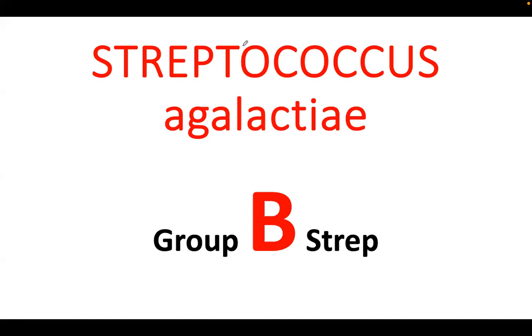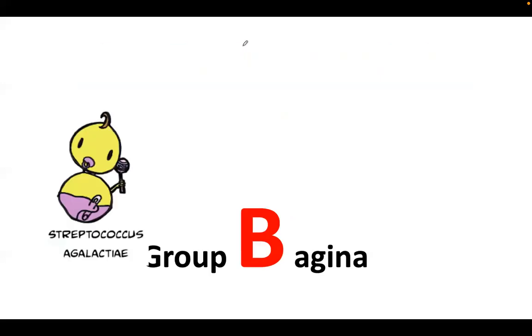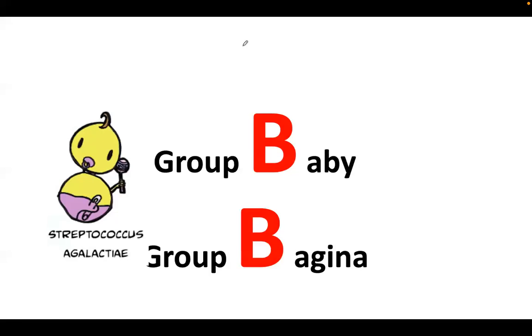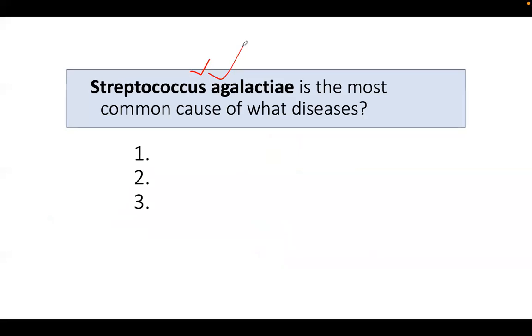So don't forget your visual mnemonics for Strep agalactiae. It is group B strep. What is the meaning of letter B for group B? Let's see if you're still with me. B means vagina, and it also means baby, which is bata. Strep agalactiae, sakit yan sa bata.